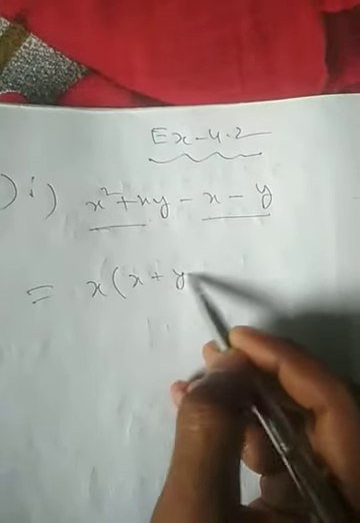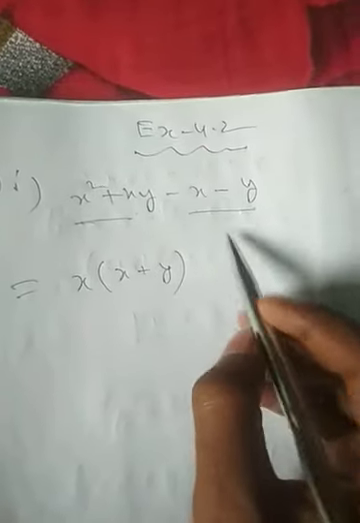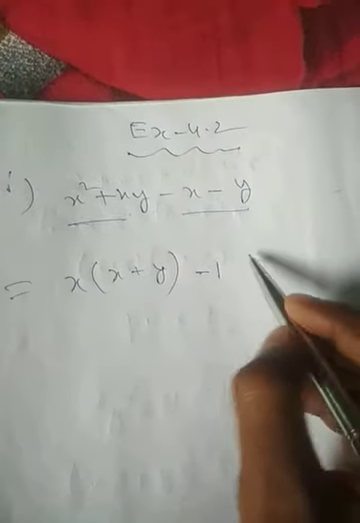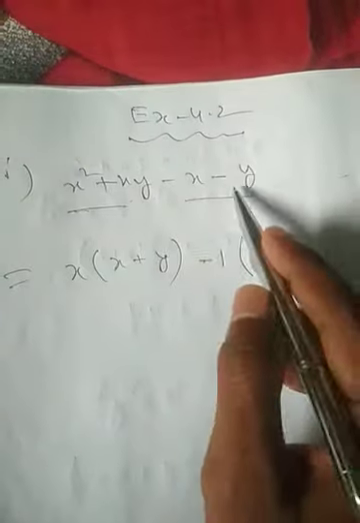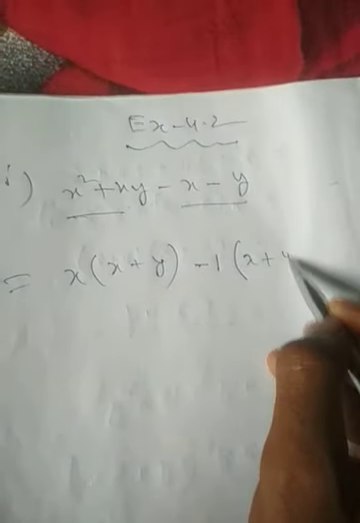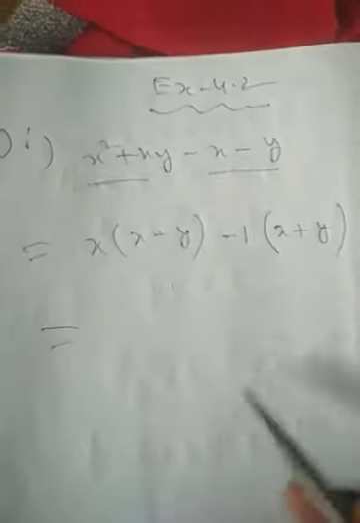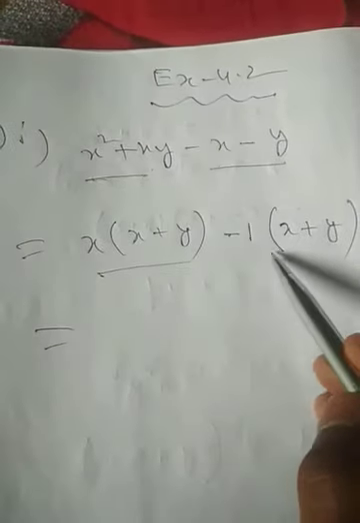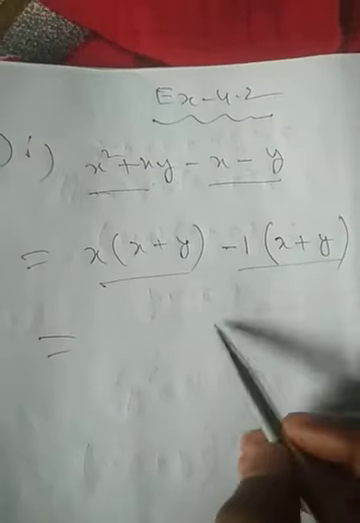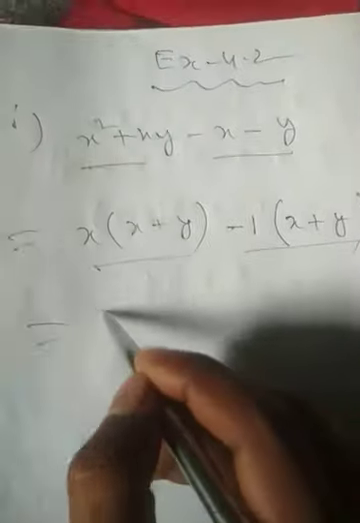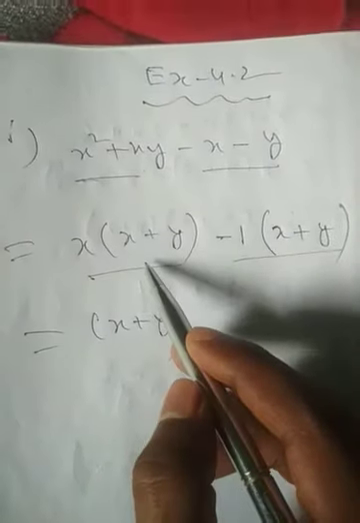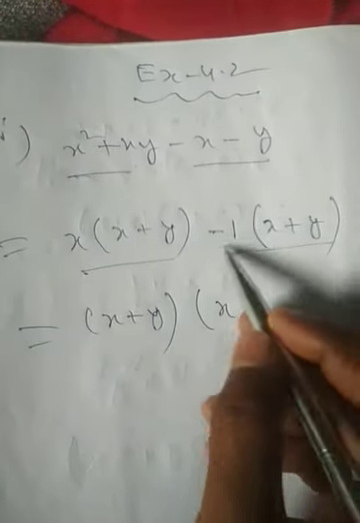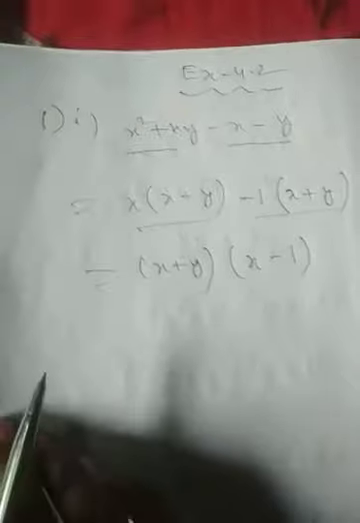So what is left? x plus y. In the second two terms there is no common, that means I can take the common minus 1. As I have taken common minus, both terms will become plus. So that is x plus y. Now two terms are there, x into x plus y minus 1 into x plus y. In both terms there is a common x plus y. If you take the x plus y, what is left? x, and here minus 1 is left. So the answer is x plus y into x minus 1.